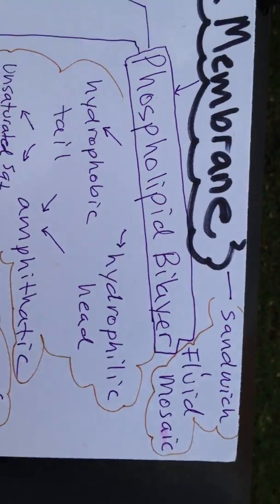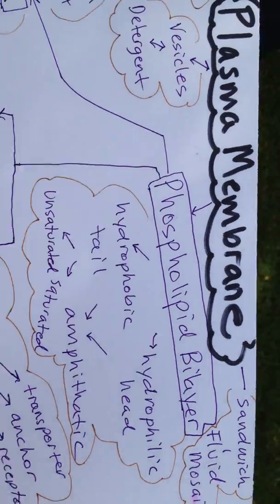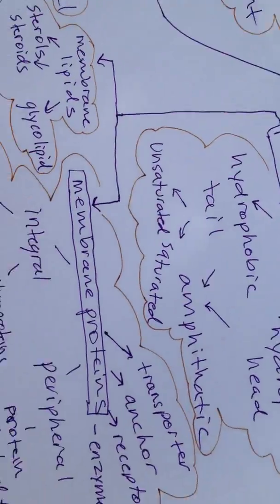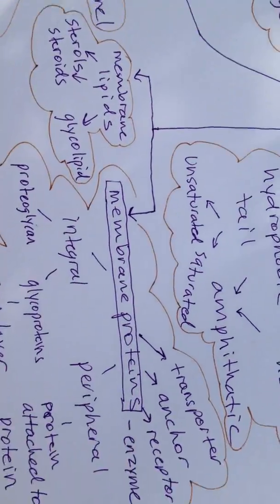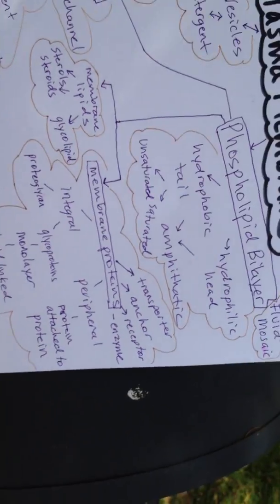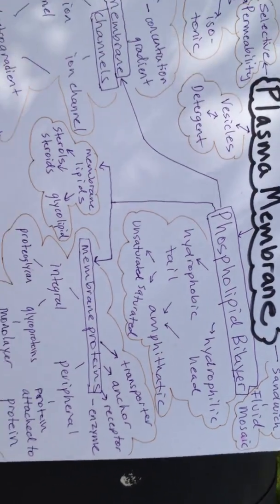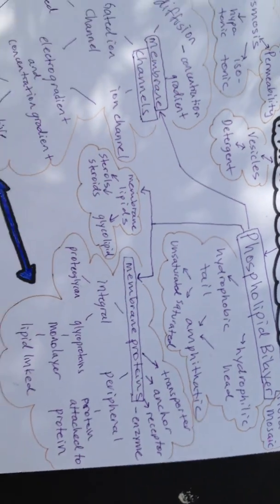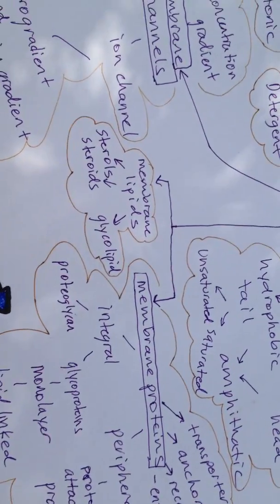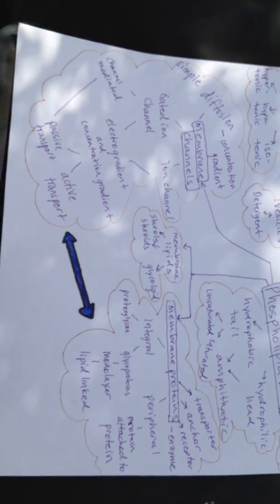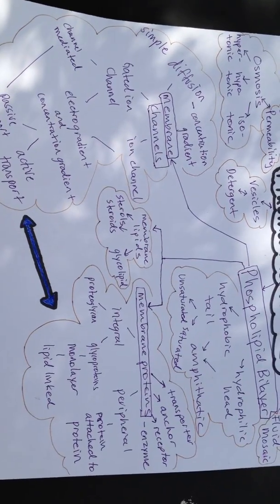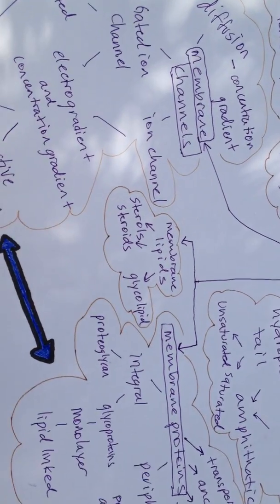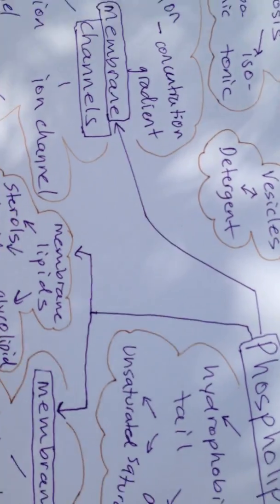Okay, that is the makeup of a phospholipid bilayer. Now, branched off from that, we have two things: membrane lipids and membrane proteins, and through those membrane proteins, we make membrane channels. We'll talk about the lipids first, because it's kind of the smallest one.